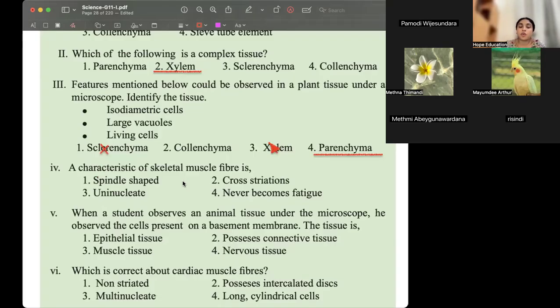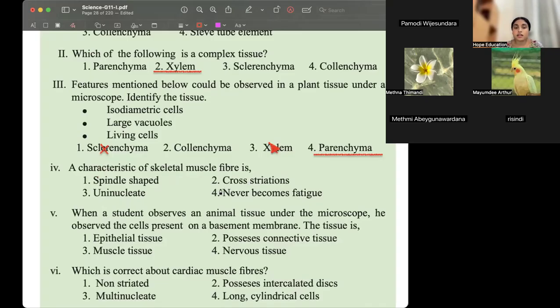Now, spindle-shaped: skeletal muscle fiber is never spindle-shaped. Which fiber is spindle-shaped? Smooth muscle. Smooth muscle fiber is the spindle-shaped one. So it's definitely not skeletal.